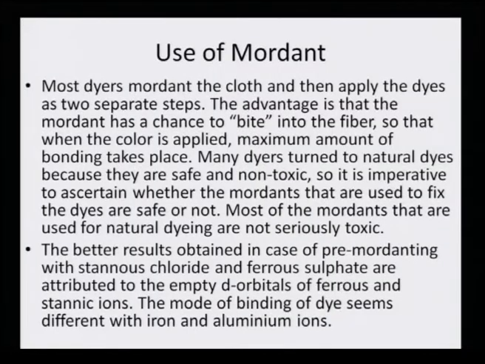So, now we get down to more understanding of the absorption and the UV and the optical intensity. What happens when the metal comes? The metal is at a low energy and it enters the delocalized electron system, and therefore, the hue color improves. Most dyers mordant the cloth and then apply the dyes in 2 separate steps. The advantage is that the mordant has a chance to bite into the fiber, so that when the color is applied, maximum amount of bonding takes place.